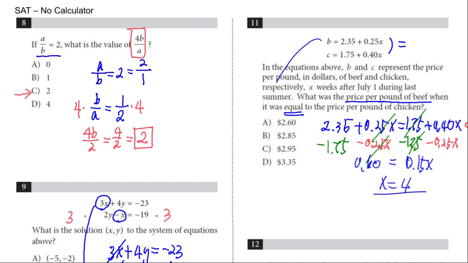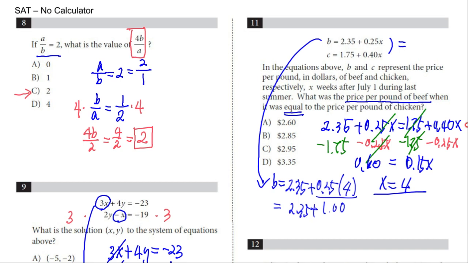So we must copy this equation one more time. So B value will be 2.35 plus 0.25 times x. x is 4 here. Well, in this case we know that this value is 1, right? $1. So 2.35 plus 1.00 will be 3.35. We have the answer? Yes, here.